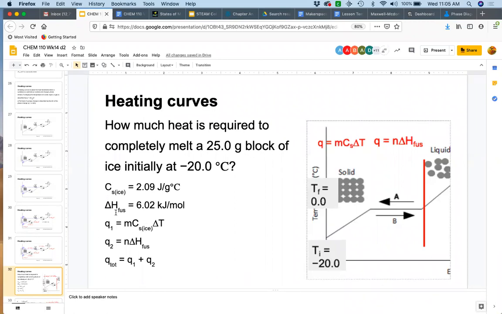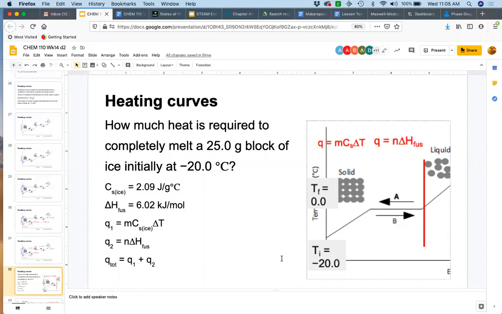And then we have our Q1. This is the specific heat of ice, the change in temperature, and the mass. And we have our Q2. This is the number of moles and our heat of fusion. And so our Q total is when we're adding up each of those Qs.